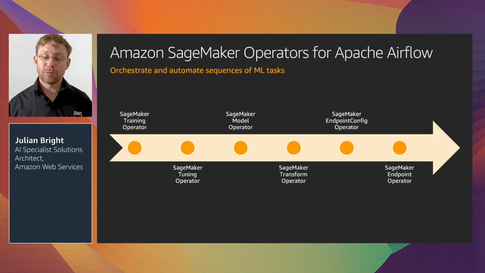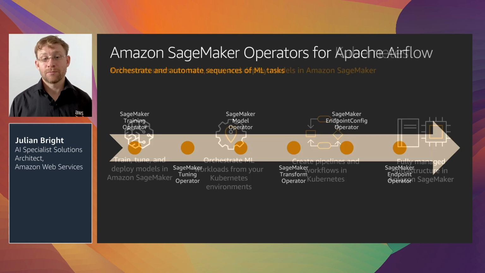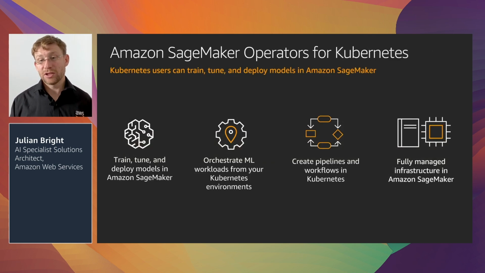So Amazon SageMaker operators for Apache Airflow allow you to orchestrate training, tuning, deployment, or batch transform processes through simple integrated operators that can be used as part of your data and ETL pipelines. The SageMaker operators for Kubernetes provide similar capabilities, but within the Kubernetes ecosystem.